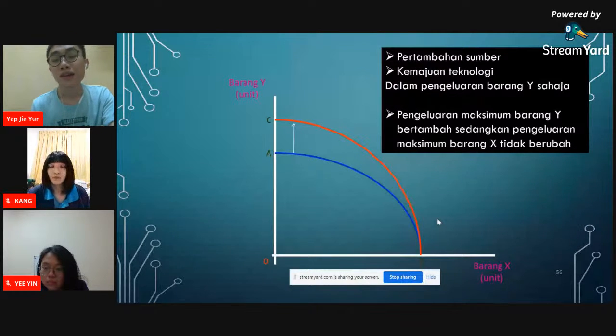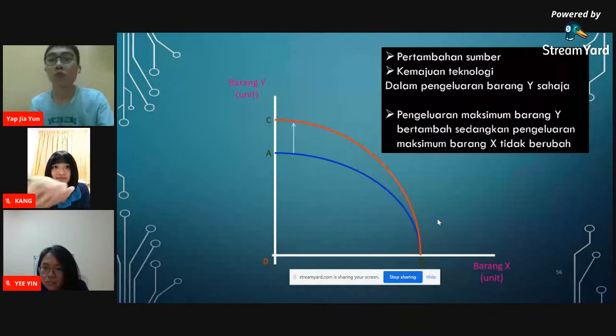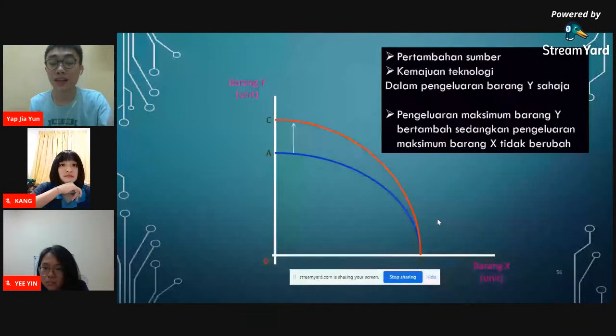Seterusnya, kita lihat keluk kemungkinan pengeluaran yang asalnya pada A, barang Y meningkat ke C. Ini menunjukkan peningkatan dalam barang Y. Kita boleh simpulkan iaitu pertambahan sumber atau kemajuan teknologi dalam pengeluaran barang Y sahaja. Pengeluaran maksimum barang Y bertambah, sedangkan pengeluaran maksimum barang X tidak berubah, disebabkan walaupun peralihan keluk kemungkinan pengeluaran, jumlah output barang X tetap pada titik B sahaja.